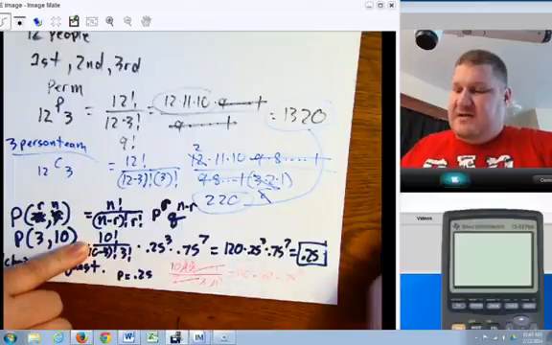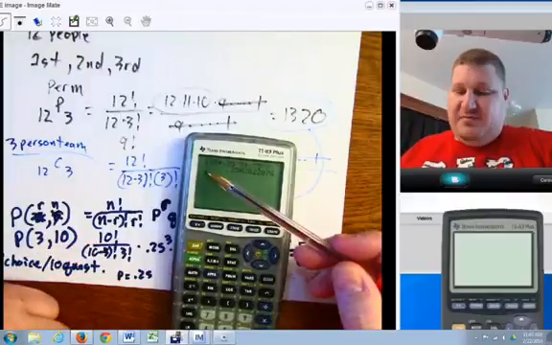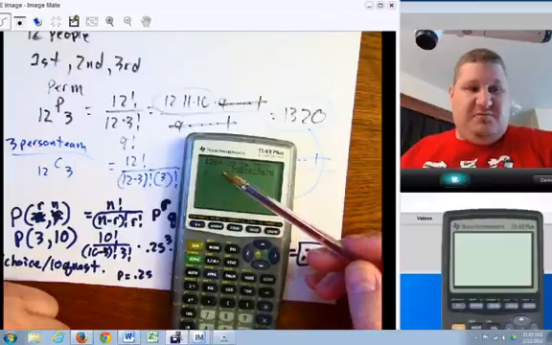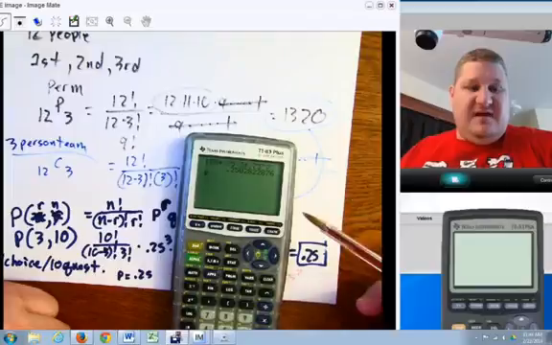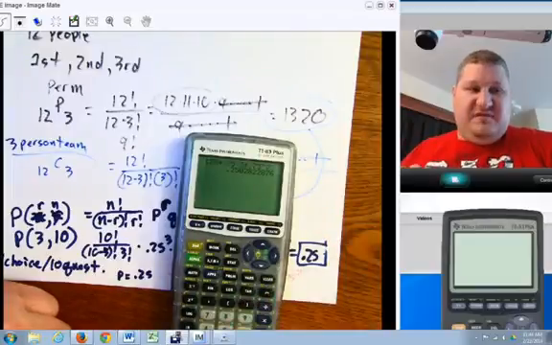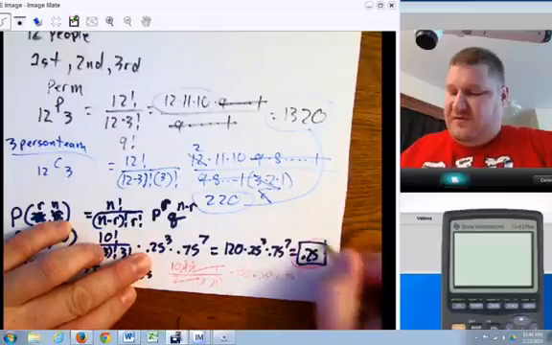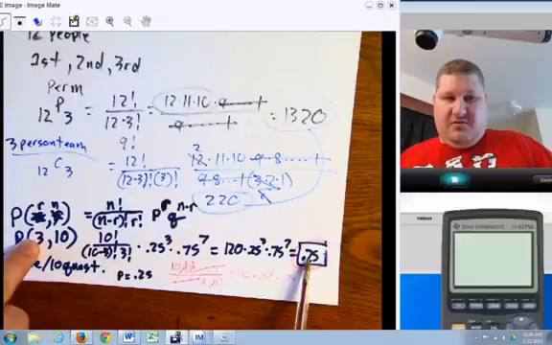Put it all together. You'll notice I put it in the calculator, but I put it in as 120 times 0.25 cubed times 0.75 to the 7th. It comes out to 25%. So my probability is only 25%, and that's just for 3 correct.